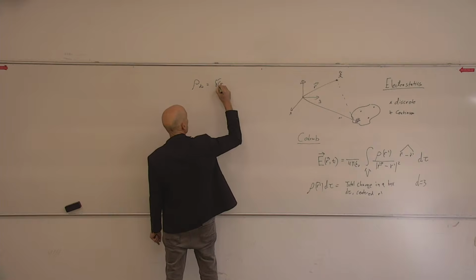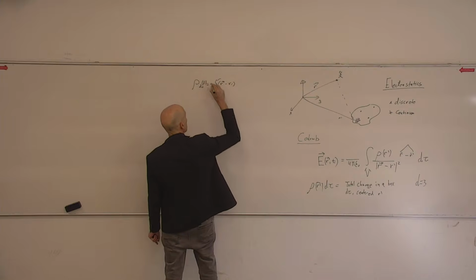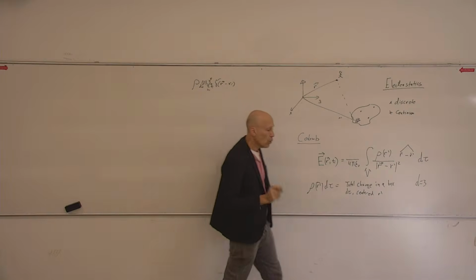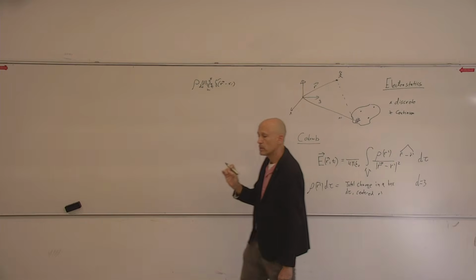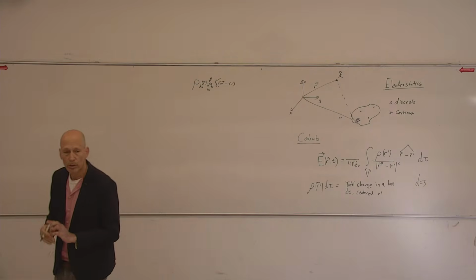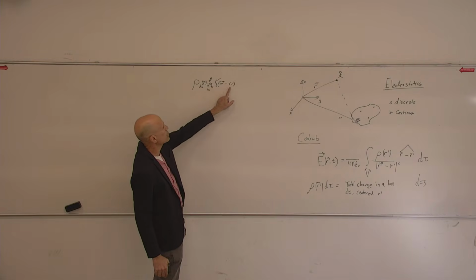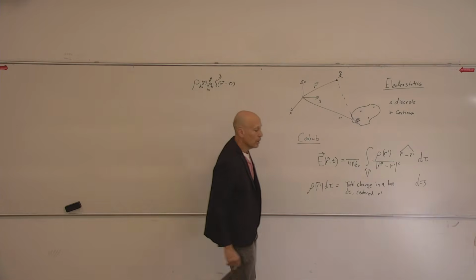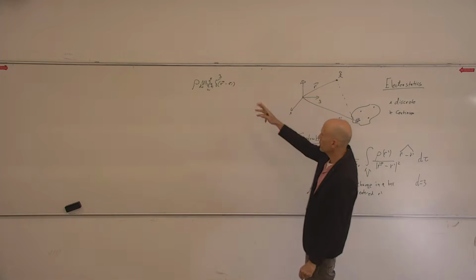It's a sum over q_i, delta of r minus r_i, sum i equals 1 to n, where the q_i's are some point charges. Let's say the electron, let's say it has zero dimension. That is the position of the electron. It has the charge of the electron. The electron is in position r_i. This is a three-dimensional delta function. Again, chapter 1 in the book, but I think you saw it.